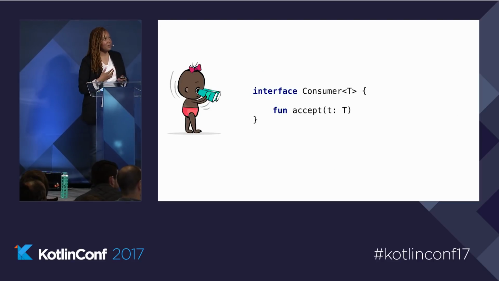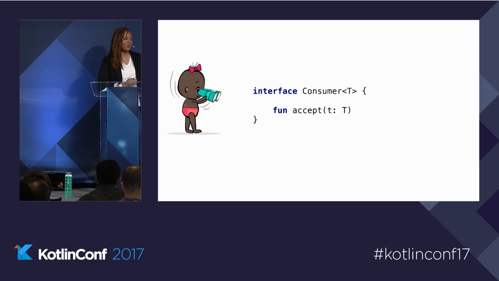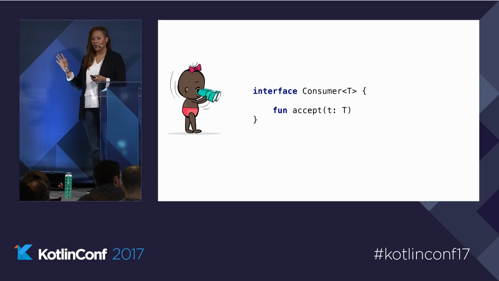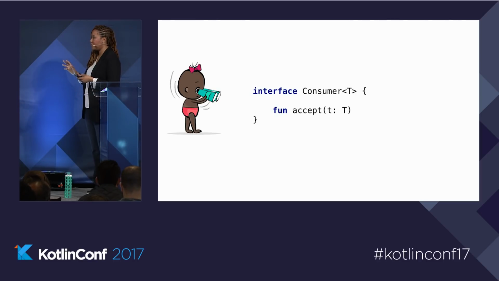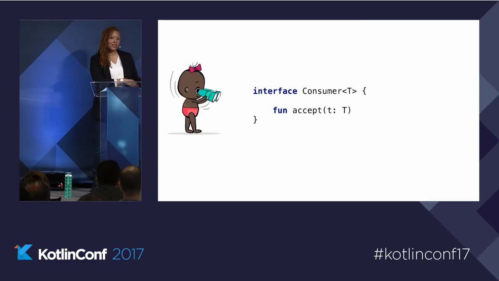But sometimes observers just don't really care about all those other things. And for this reason, there's an interface called Consumer that RxJava has made available. And it has one method, accept, which you can more or less think of as the onNext call of the whole observer interface.